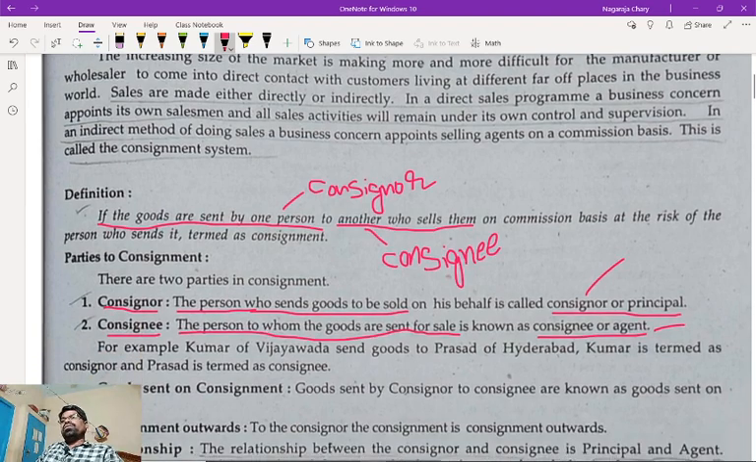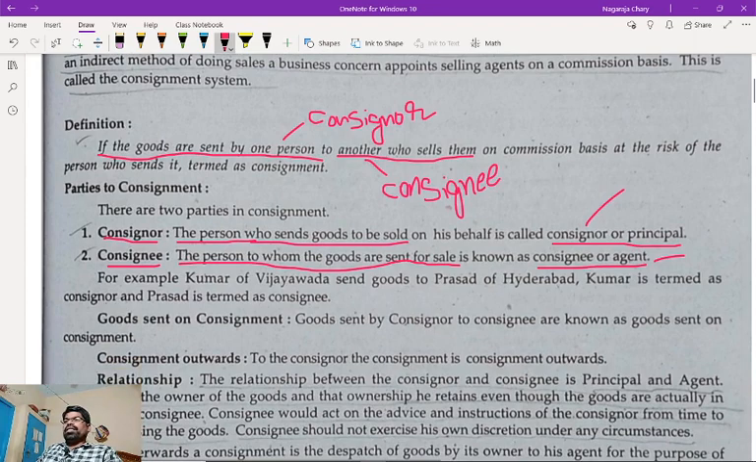Okay. Now in this process there are two parties. One party is the person who sends the goods, the consignor. The consignee is the person to whom the goods are sent, the person who actually receives the goods to sell them on a commission basis.